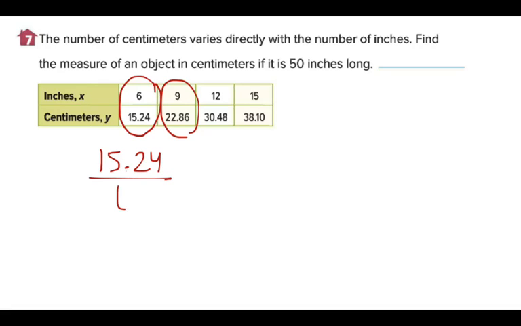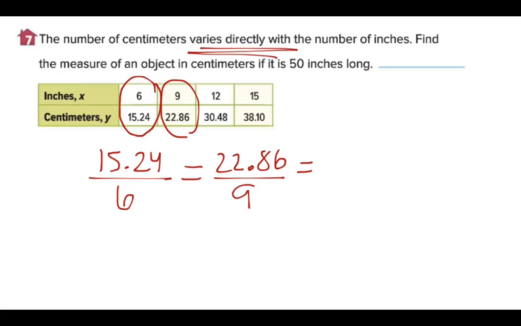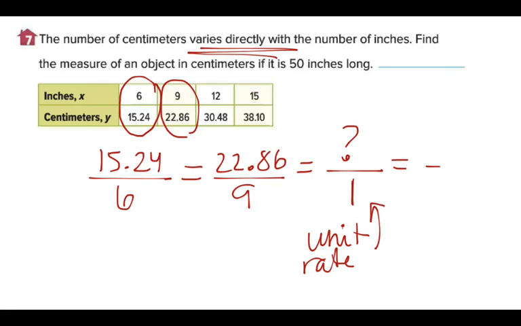Okay, so if I make a ratio, it says it directly varies, so that means that all these ratios are equal. Okay, so all these are going to equal each other. If I can figure out what my numerator is when my denominator is 1, this will give me my unit rate. From a unit rate, then I can figure out, well, if it's 50 inches long, how many centimeters? Or excuse me, 50, hold on. Let me back up.